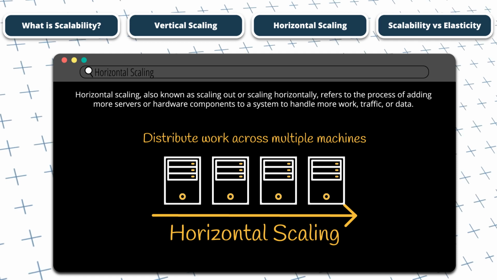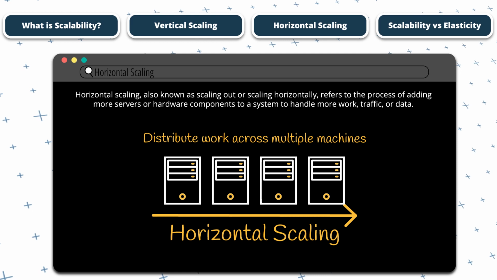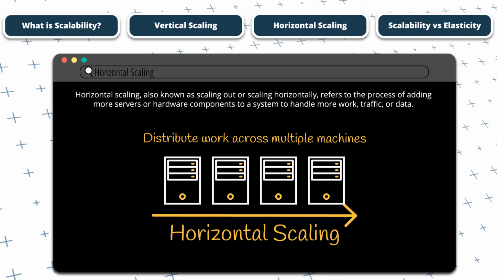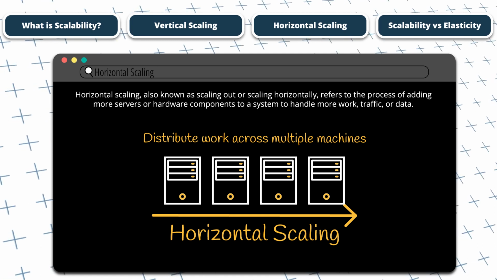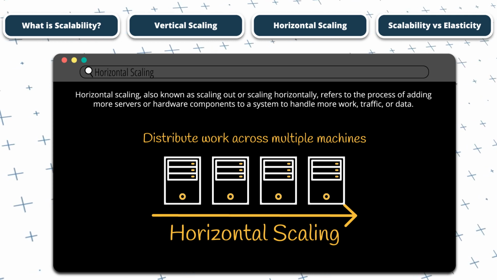Horizontal scaling, also known as scaling out or scaling horizontally, refers to the process of adding more servers or hardware components to a system to handle more work, traffic, or data. This is achieved by distributing the workload across multiple machines, each of which can handle a portion of the workload.